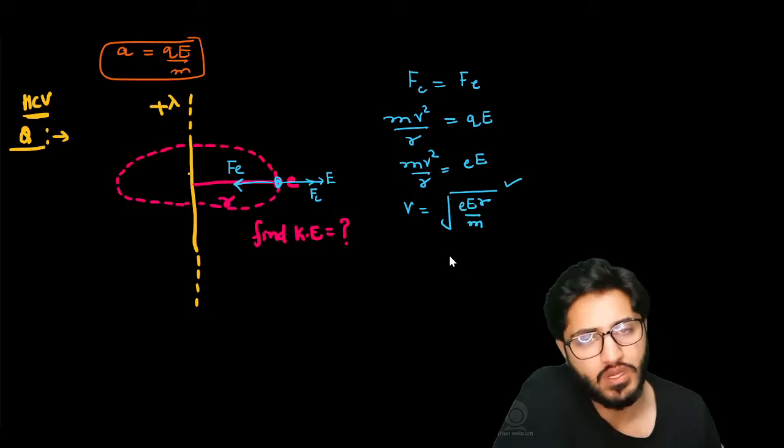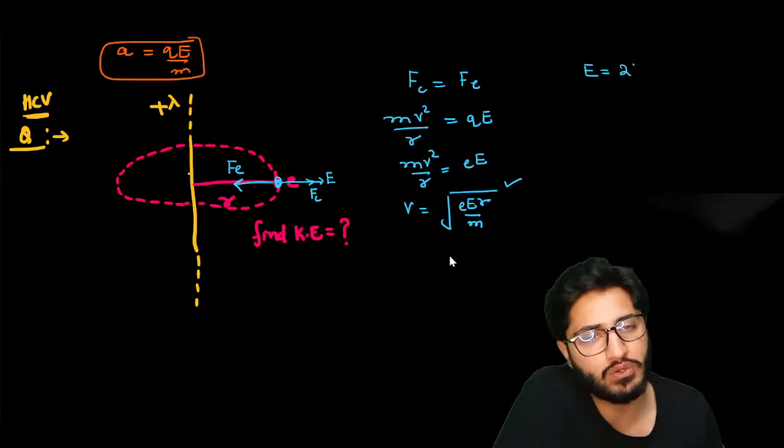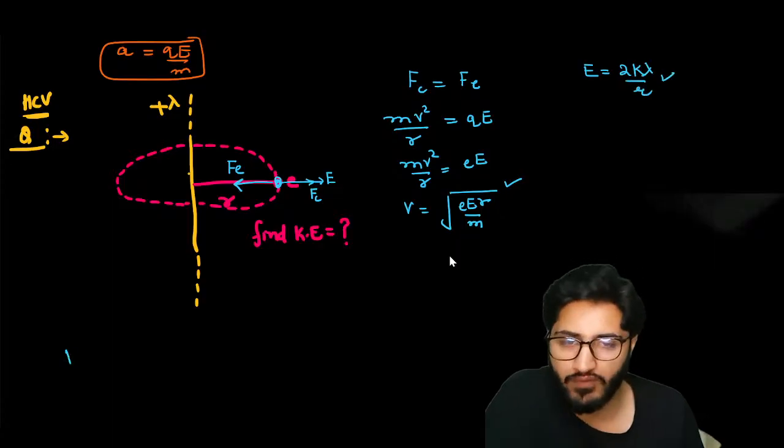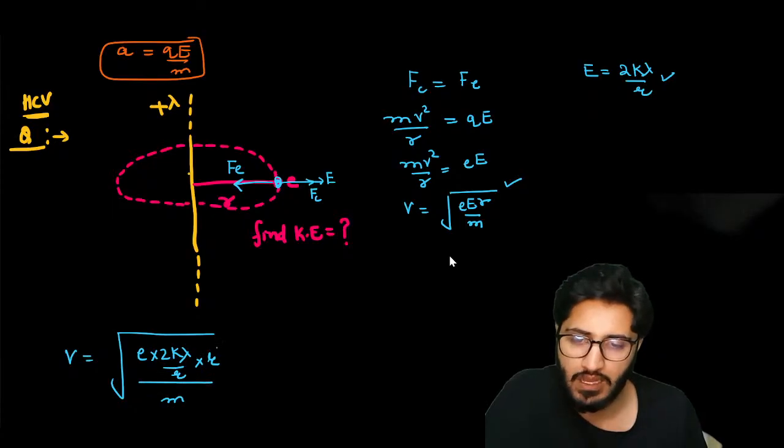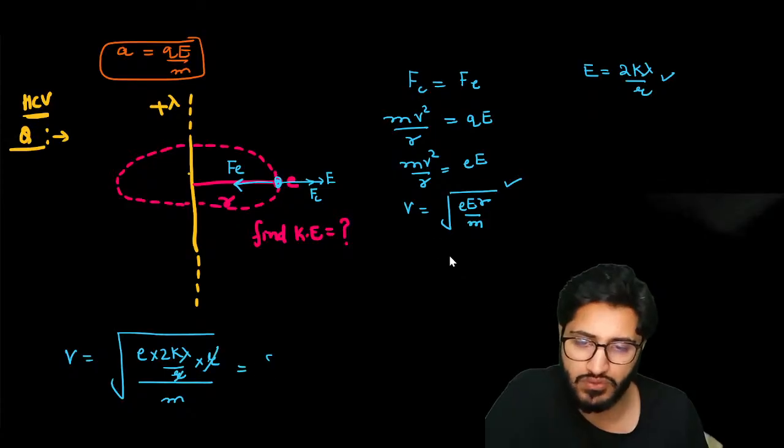Now, do you know what is the electric field due to the rod? Infinite rod, it will be 2k lambda by r. Apply the value. My velocity came out to be under root of e into 2k lambda by r into r, whole divided by m. r cancels out. It would be equal to 2k lambda e by m.